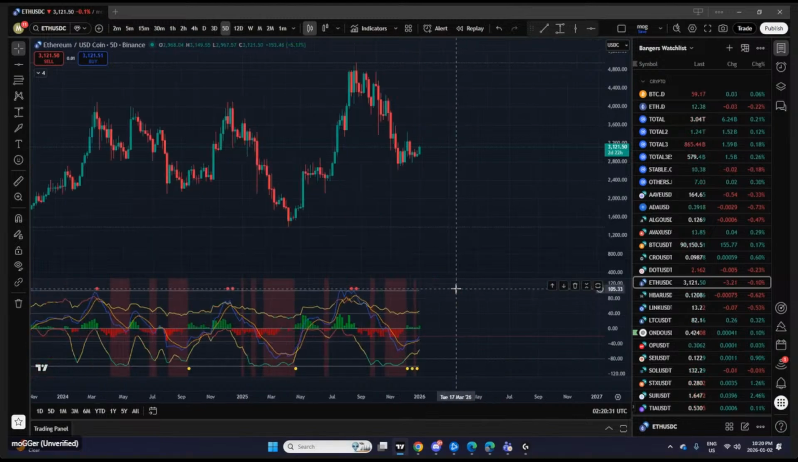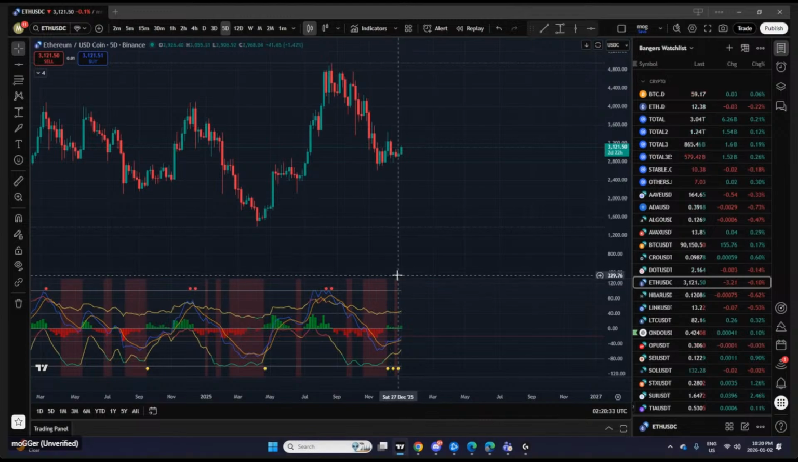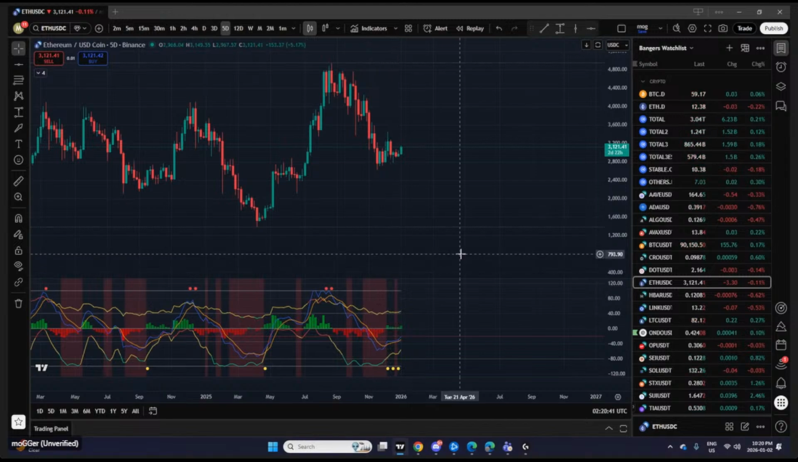Did we lose a dot on the 5 day? I thought we had four there. No, it was three. Was it three? I'm going crazy. I have so many indicators up sometimes, guys, because I'm running so many different back tests.